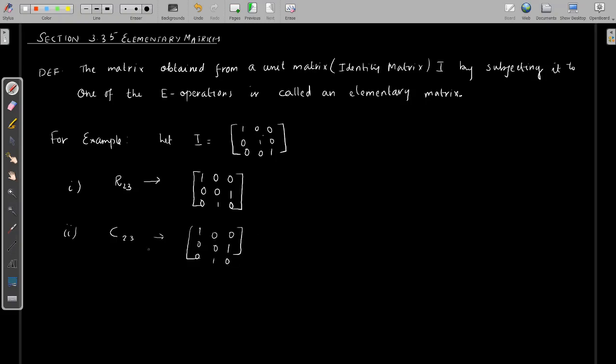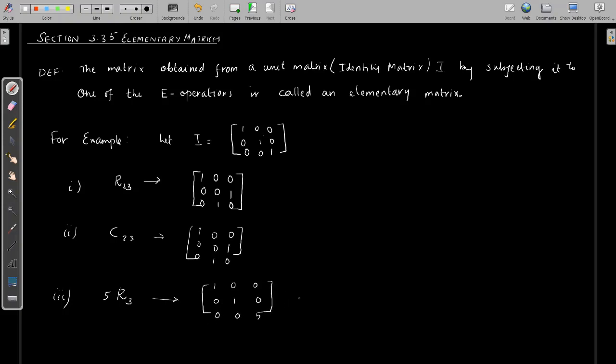Now we can perform another elementary operation, say 5 times R3. That means we multiply every element of R3 with 5. So there is no change for the first two rows. Then you will get this matrix. This is also an elementary matrix.